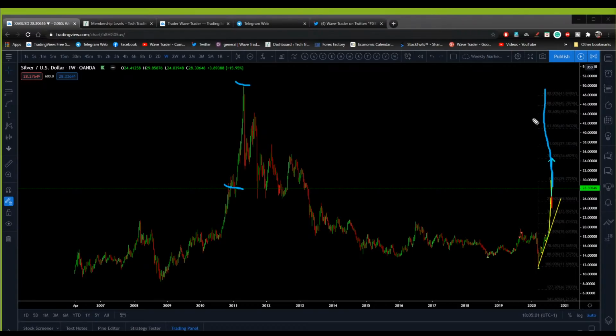But when you go for buying silver at the current levels, on the current prices, always use a proper risk reward ratio, use a stop loss. Don't trade without a stop loss at these levels on the silver. It can drop at any time as well.